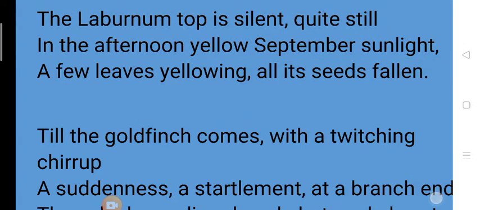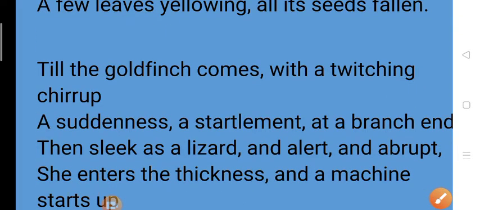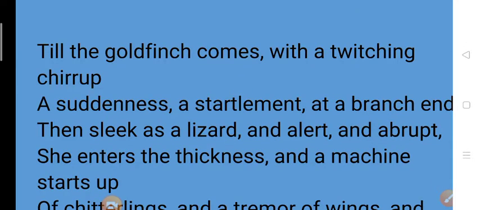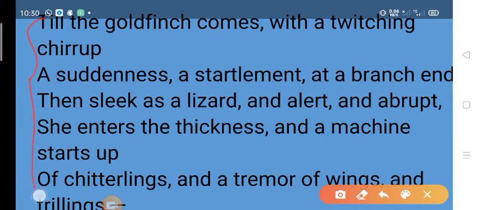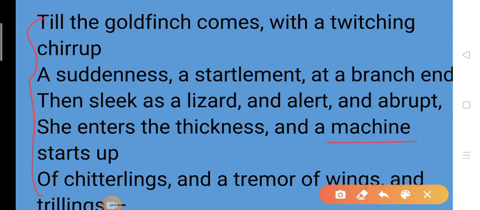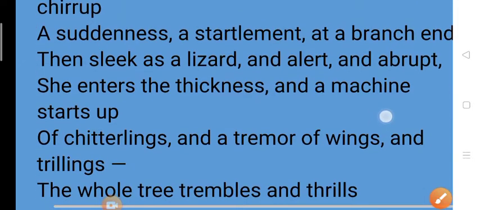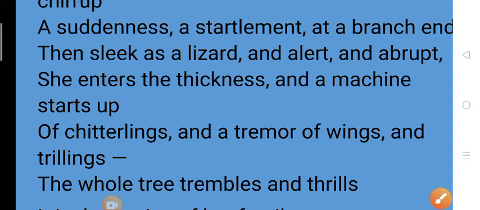Till the goldfinch comes with a pitching chirrup, a suddenness, a startlement at a branch end, then sleek as a lizard, and alert and abrupt, she enters the thickness, and a machine starts up of chitterings and a tremor of wings and trillings. The whole tree trembles and thrills.